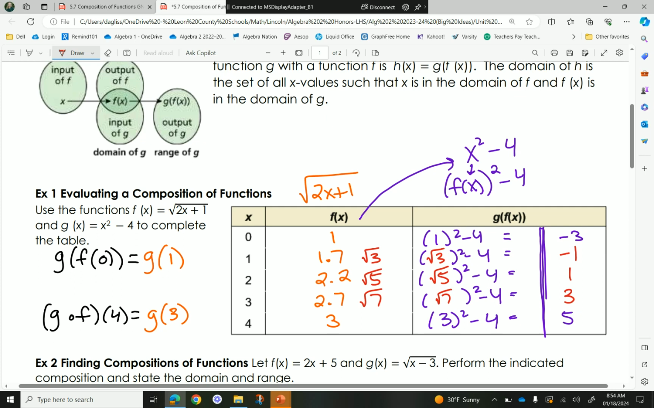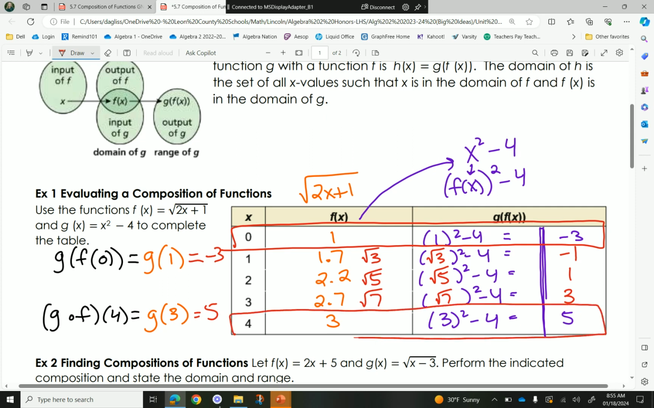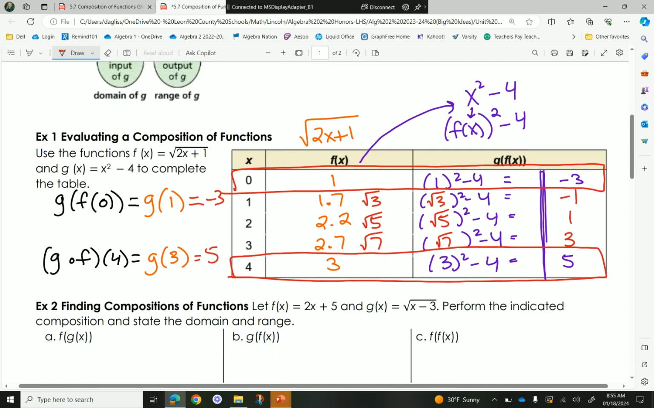Alright, so if I want g of f of 0, well, I know f of 0 is 1, and now what's g of 1? Negative 1. Right? And g of f of 4, well, f of 4 gave me a 3, and g of 3 gives me 5. Wait, hold up. This was the first one, so our outcome is negative 3. Plugging in 4 to begin with is this last one, which is 5. We're good? Okay. We won't make a table every time. Usually I'll just ask you for like one evaluation, but I want you to understand how the process went.